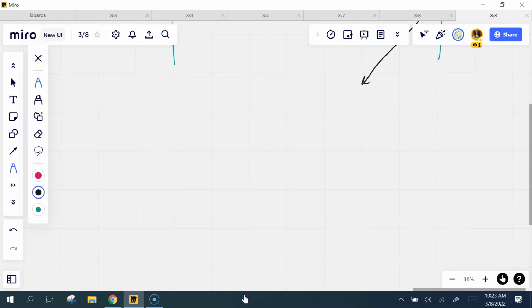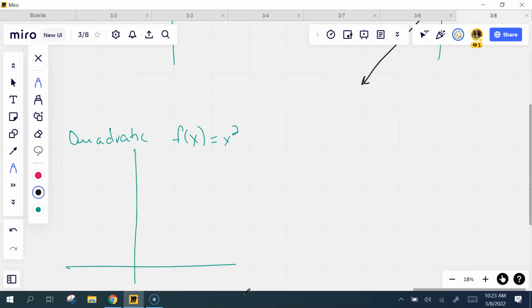How about quadratic? What is it? X squared. That's exactly right. That's my parent parabola that has a vertex at 0, 0, and has those points 1, 1, -1, 1, and comes out terrible parabola.